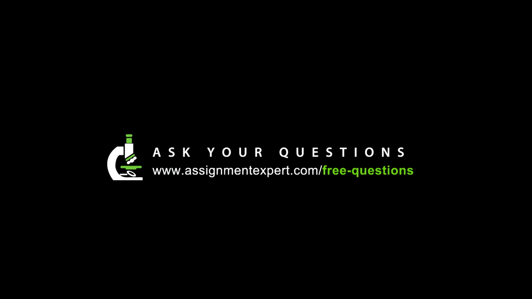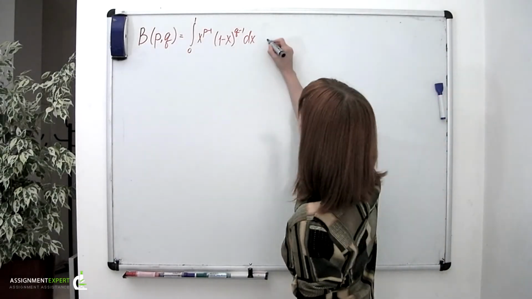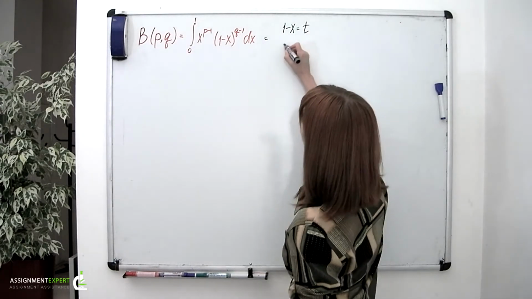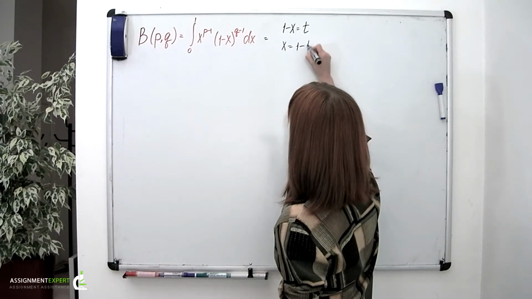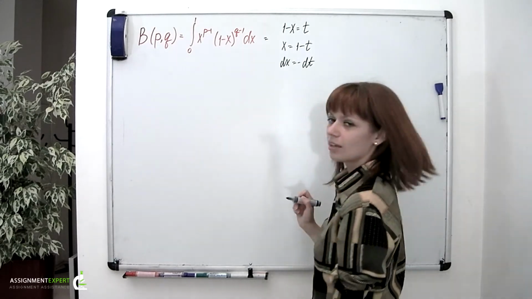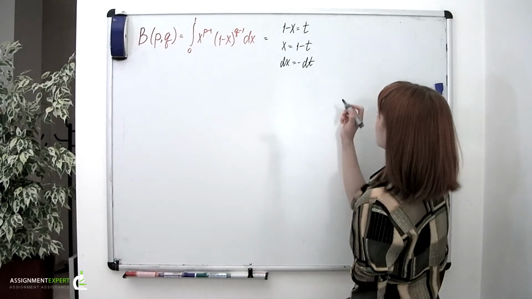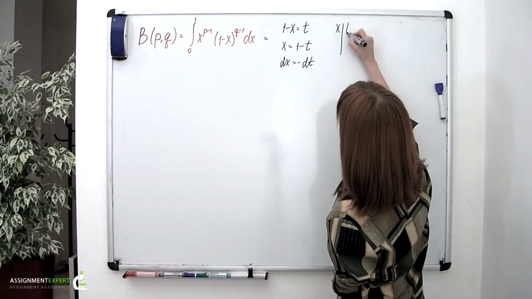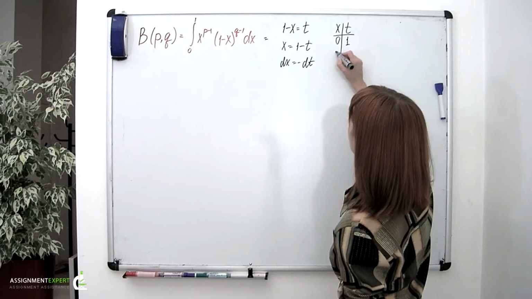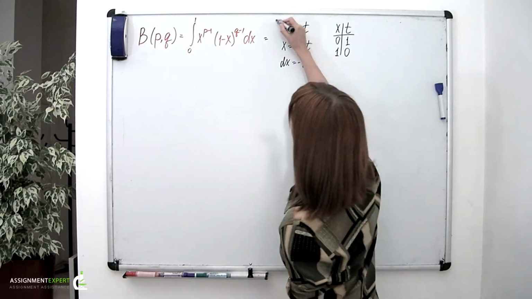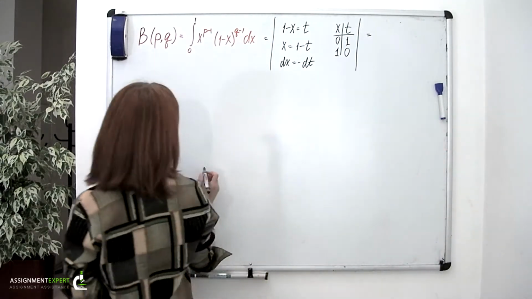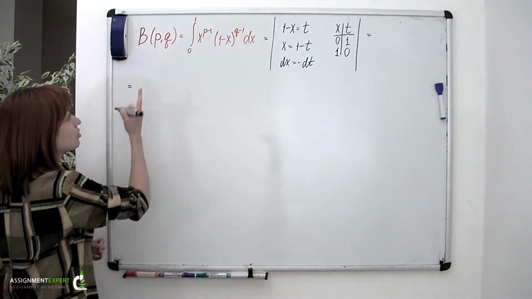Let's make a substitution: 1 minus x equals t. So we'll have x equals 1 minus t, and dx equals negative dt. We also need to change the limits of integration. So if x equals 0, t equals 1, and if x equals 1, t equals 0. Now let's put this new variable into the expression for beta function.